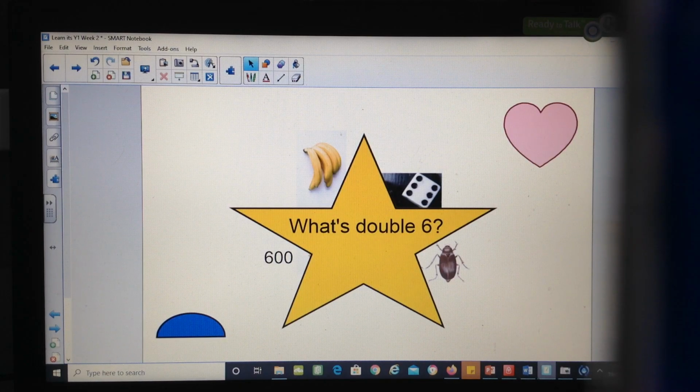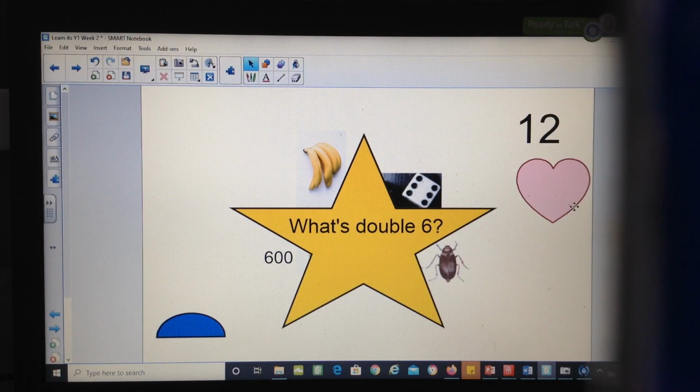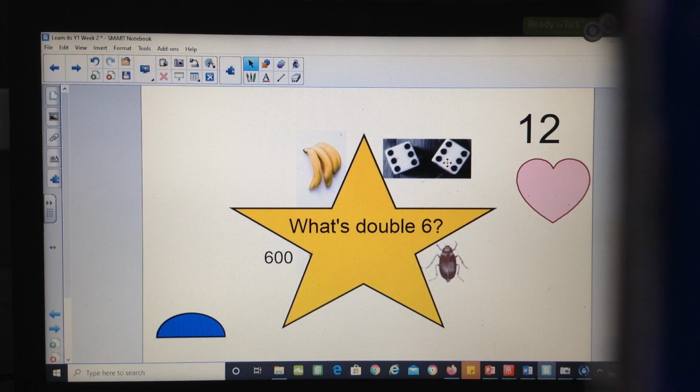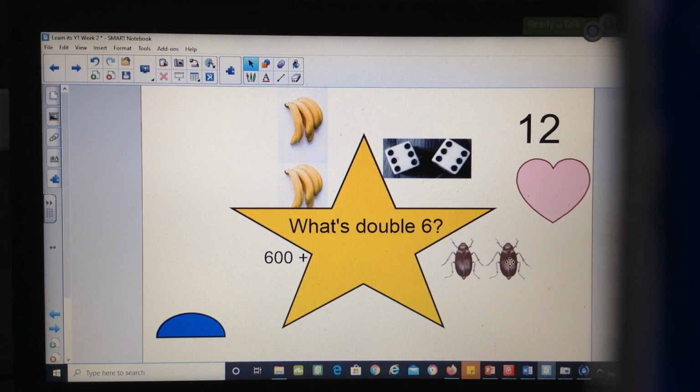Right, last week we were doing double six, 6 add 6. Can you remember what the answer to 6 add 6 is? 6 add 6 equals 12, doesn't it? What about 6 dots add 6 dots? 12 dots, of course. What about 6 bananas add 6 bananas? 12 bananas, of course. What about 6 legs add 6 legs? Double 6 legs. 12 legs, of course.